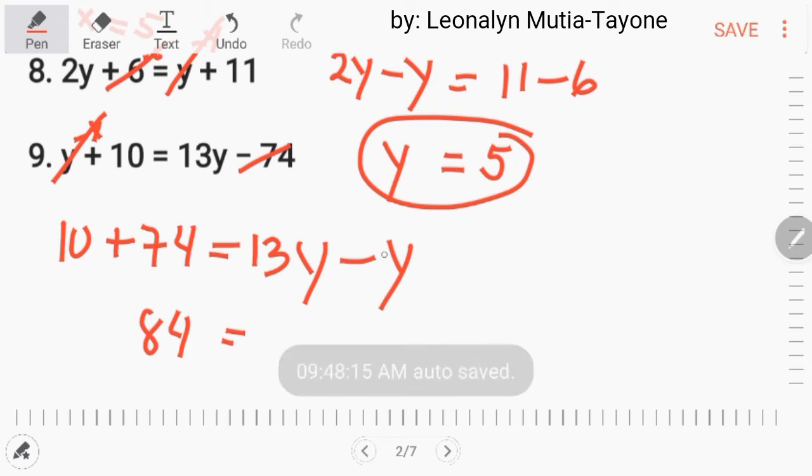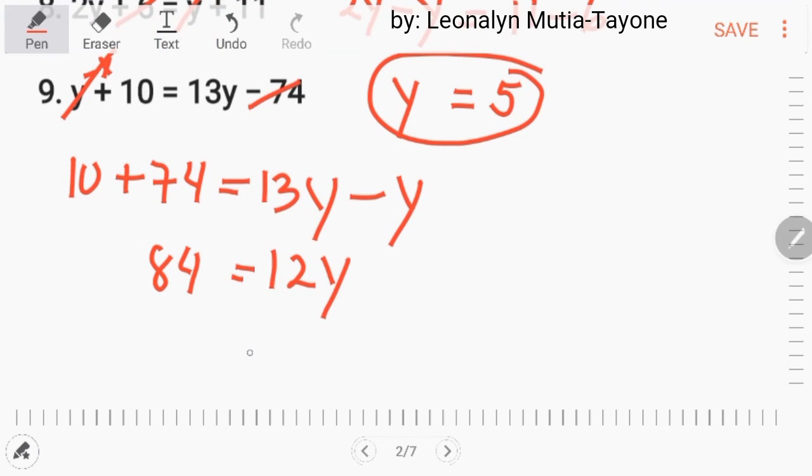13y minus y is 12y. So, para ma-cancel out ulit si 12 dito at ma-isolate si y dyan, i-transpose natin by dividing both sides by 12. So, wala na si 12 dyan kasi nag-divide tayo ng both sides. And nandito na si 12. So, 84 divided by 12, and that is 7.